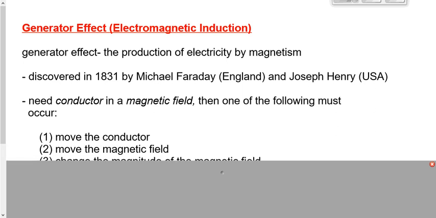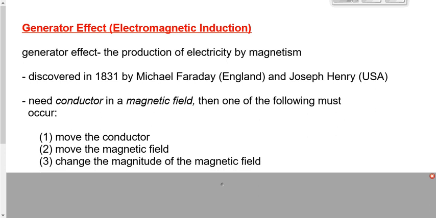Here's a wire, here's a magnetic field. You move the wire this way, or you move the magnetic field this way, it's the exact same effect. It's relative motion. So if one moves, it's exactly the same effect as if the other one moves. What's the third one? It's kind of different than the first two. Yeah, change the strength or the magnitude of the magnetic field. Make it stronger, make it weaker. You're going to induce an electric current in the wire at that point.